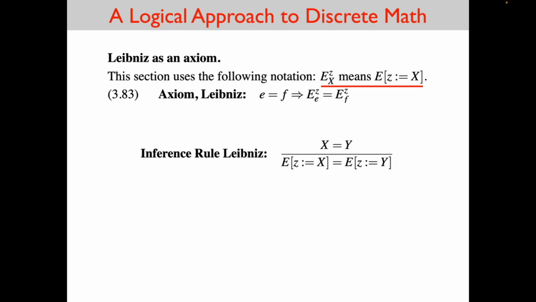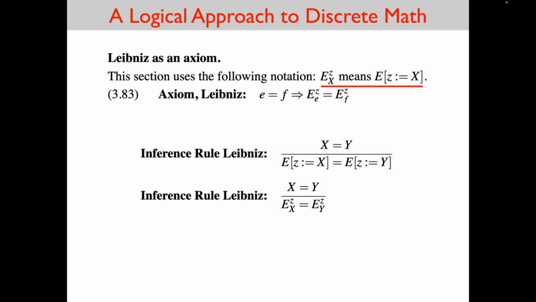So give it a little thought, and here it is. Here is the same inference rule Leibniz, just using this little abbreviation. See how much more concise it is. E with Z replaced by X equals E with Z replaced by Y is the conclusion of the inference rule. Okay, so that's one thing about Leibniz as an axiom: the notation is slightly more concise.